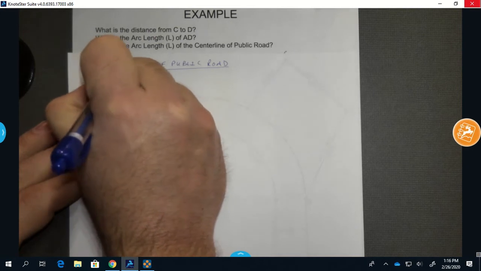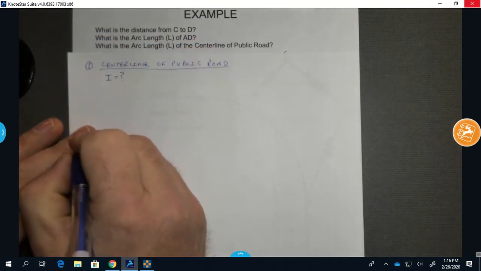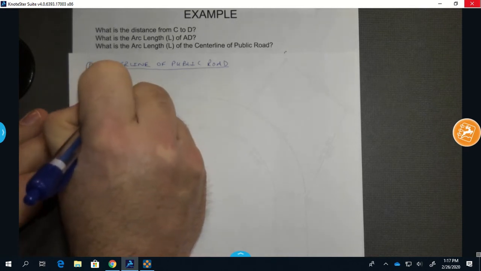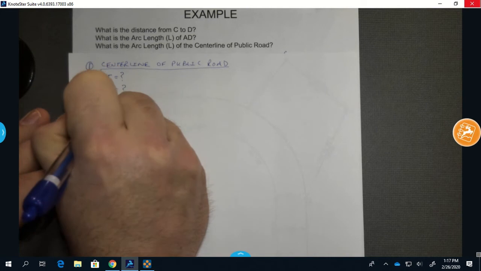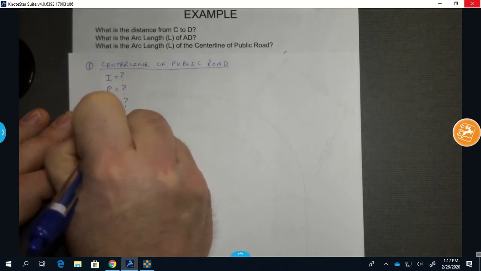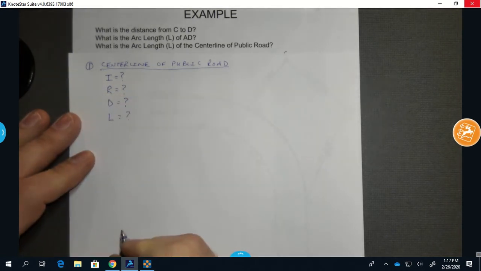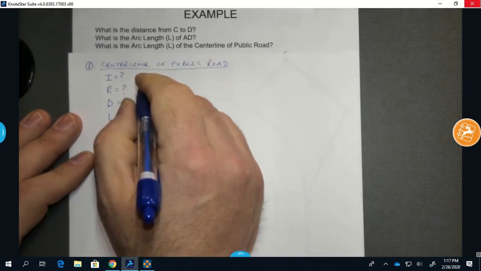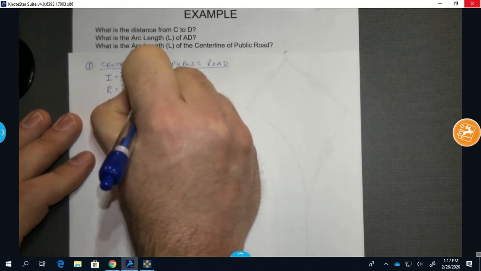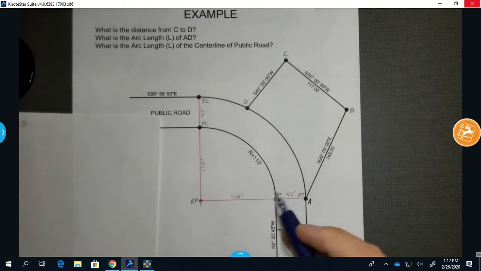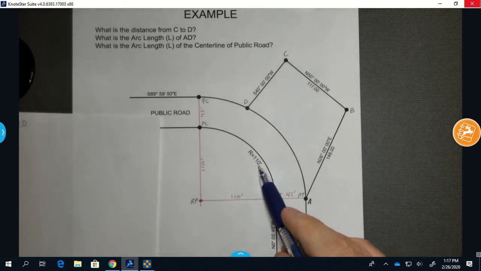So we need to find I. We're going to need to find the radius. We're also going to have to find delta, and we're going to have to find the L at the end. That's what we're looking for. So let's look at the radius first. The radius equals, and there are no calculations that have to happen here because we were given the radius.